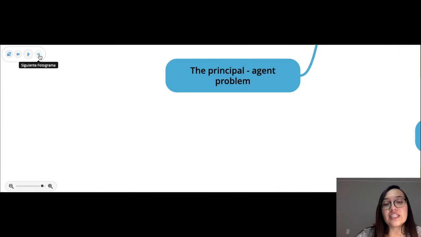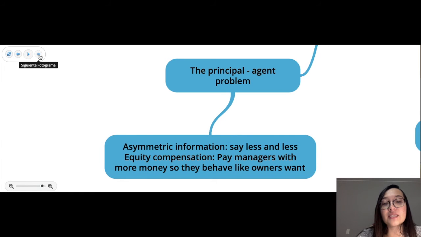The principal agent problem. Asymmetric information, as we talked about before. Equity compensation. Paying managers with more money so they behave like owners want.